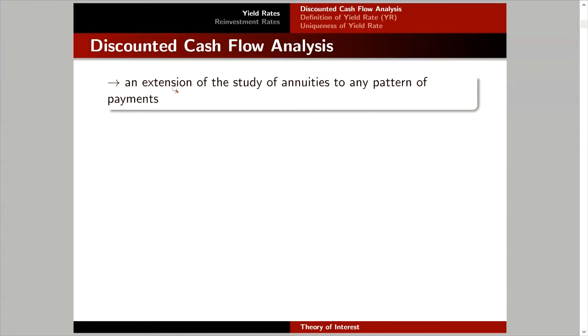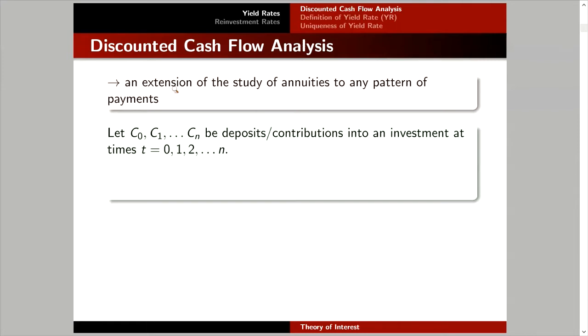at time zero. Okay, to start this cash flow analysis, let's define C sub 0 up to C sub n. So they are the deposits or contributions into an investment. Okay? They can be positive or negative. So anong ibig sabihin kapag positive ang C sub t? Means there is a net cash flow into the investment. So ito yung cash inflow. May pumasok na pera sa investment fund. Okay? So it's a positive.